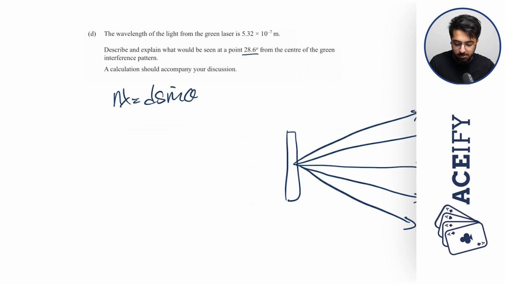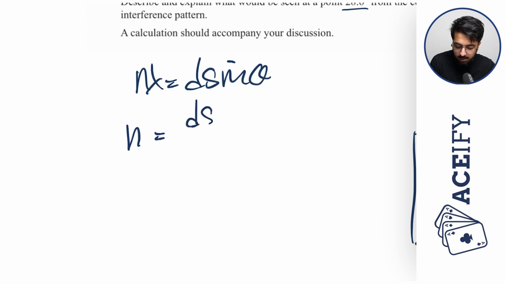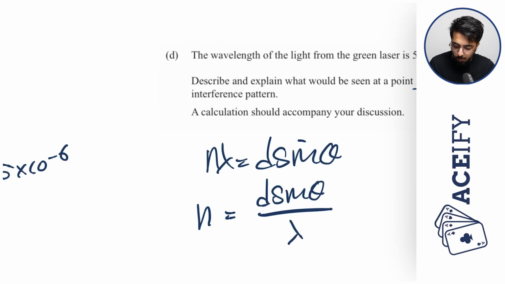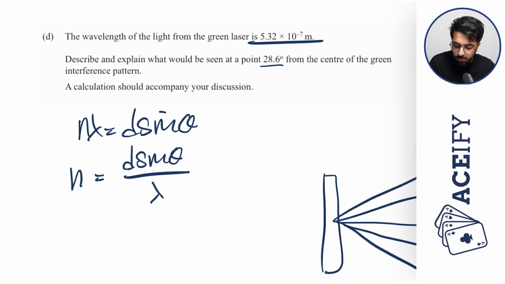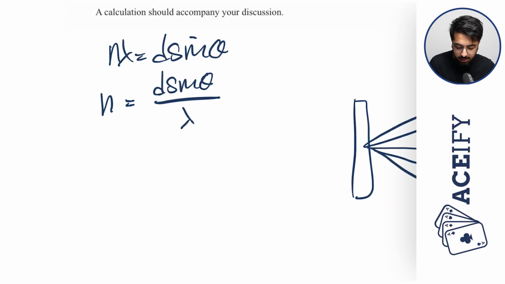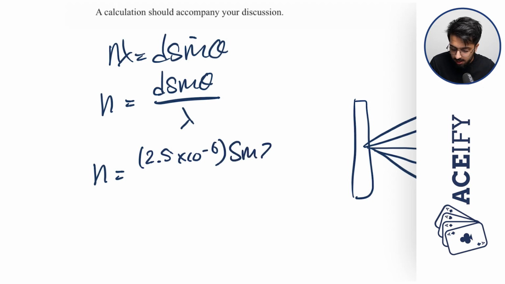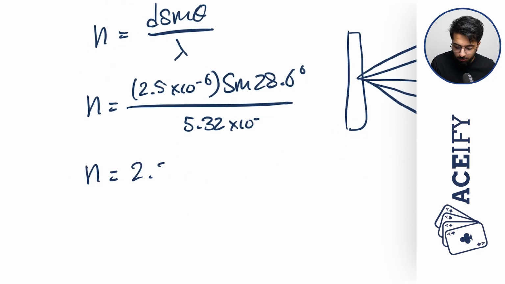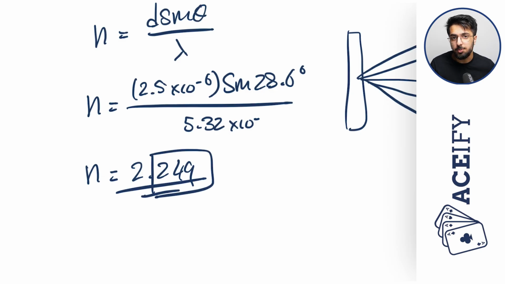So we can calculate our n value. We know our n is equal to d sine theta all over our wavelength, okay? We know our d value from before, and that's 2.5 times 10 to the negative 6. Our wavelength is given up here, and our theta value is also given over here. So now we can just simply plug in our numbers. 2.5 times 10 to the negative 6 times sine 28.6 degrees, all over 5.32 times 10 to the negative 7. And this gives an n value of 2.249, and therefore, as you can see, our n value is a non-whole number because we have a decimal place there, and so therefore this will fall on a dark region.